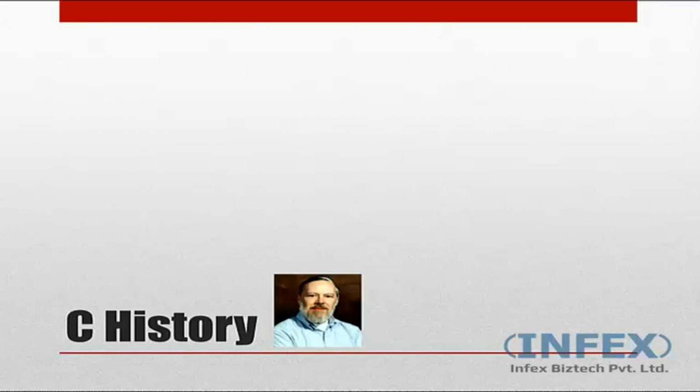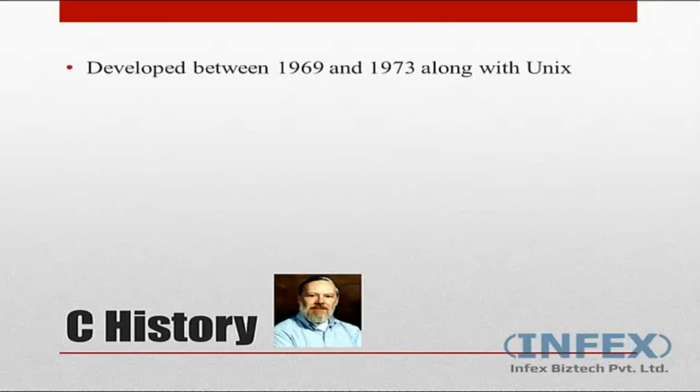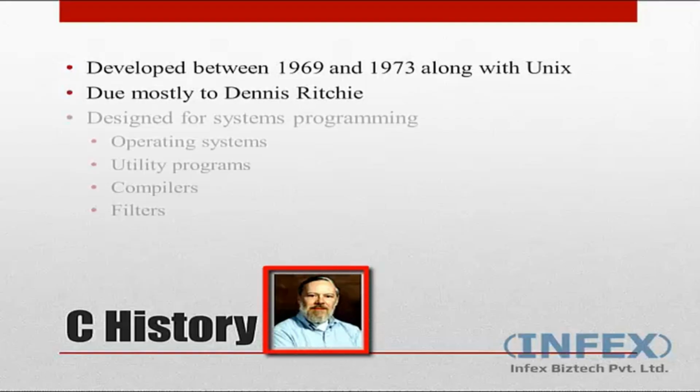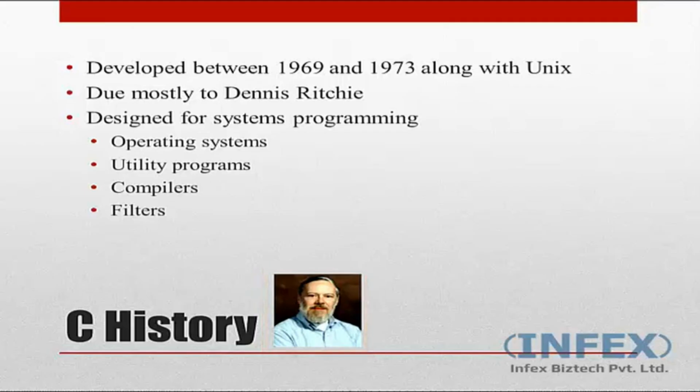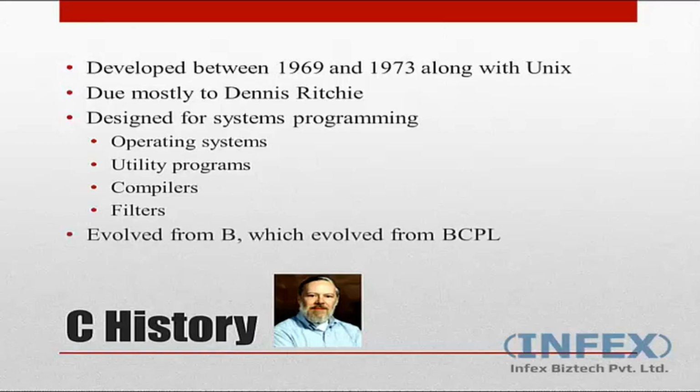Now let's go to the history of C language. It was developed between 1969 and 1973 along with Unix. It was developed by Dennis Ritchie. It was designed for systems programming like operating systems, utility programs, compilers, and filters. It evolved from B, which was developed from BCPL.